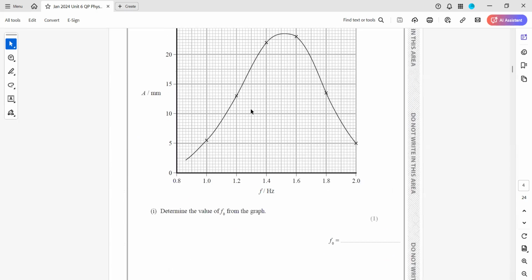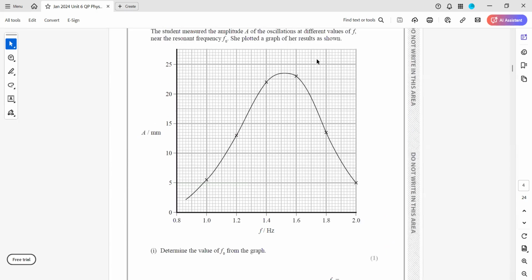When this graph is plotted, we don't have maximum values in this region. As you can clearly see, when we sketch this result, maybe the graph is like this, maybe like this, maybe like this. We are not sure about the maximum amplitude, because we don't have many values at the maximum amplitude. That's why our value for f naught will not be that accurate, as we don't have many results or values around this maximum value.